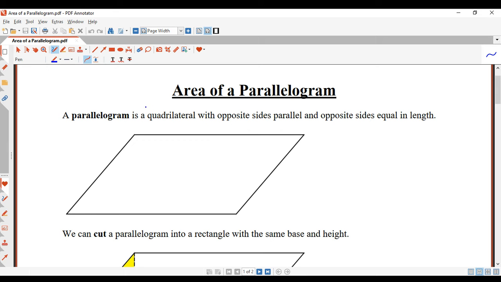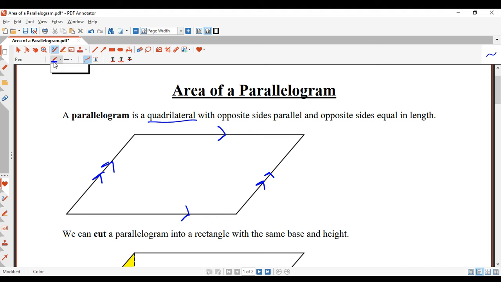It's a quadrilateral with opposite sides parallel and opposite sides equal length. Now, quadrilateral, quad means four. A quadrilateral is just a shape with four sides. The opposite sides are parallel, so we are going to put down a pair of arrows here to show they're parallel. And this pair of sides here, we're going to put two arrows on there. We're going to put two arrows on the opposite side here as well. So that means these two opposite sides are parallel, and this pair of opposite sides are parallel.